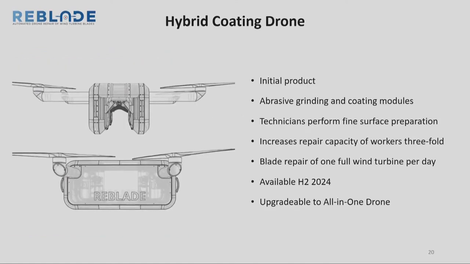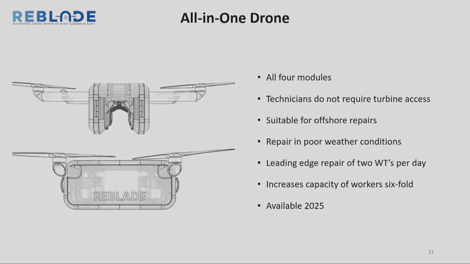So the first product's going to come out next year. This is going to be a halfway house. So it's going to have the grinding module in it, and it's going to have the coating module, but it won't have the fine surface preparation and cleaning. So that will still require an operator to be there, but it does mean you can use a more rapidly curing adhesive, and you can guarantee your quality, and it will treble the production rate of the workforce. You can do about 3 turbines a day. Sorry, 1 turbine a day, 3 blades a day.